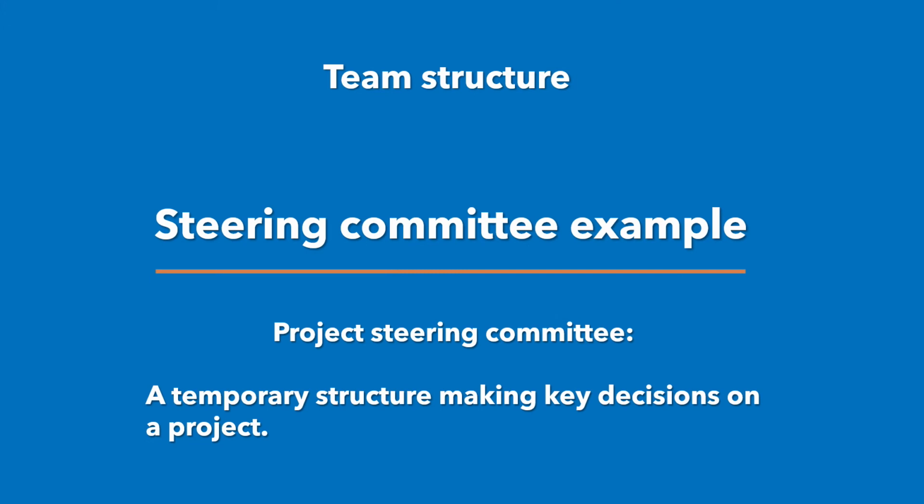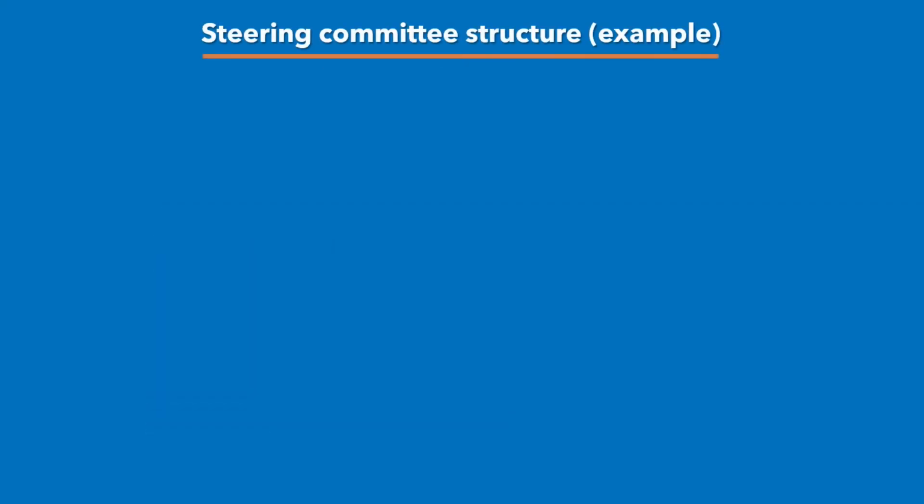So the role of the steering committee, they make all the important decisions. They can discuss at a very high level the issues of the project, and then when there is a decision to be made, they make it. So let's have a look at a very simple example. On top, we have the steering committee chair. Usually someone high up the chain with a vested interest in the project. So they would be making the ultimate decisions.